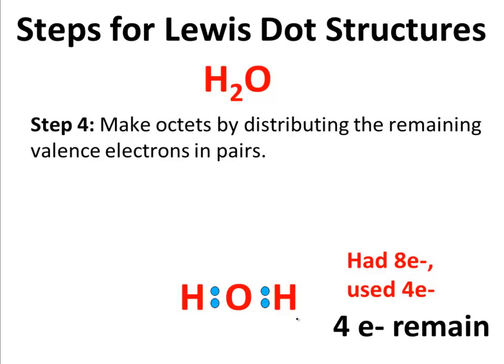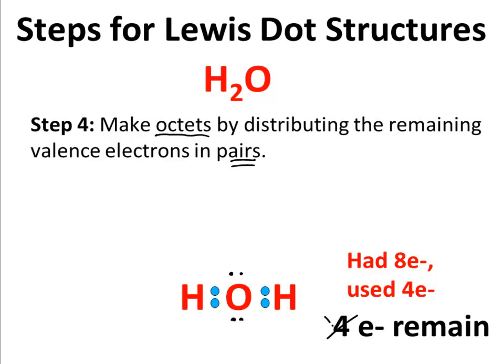So this is what I got now, dudes. I have my 2 electrons here, 2 electrons there. I had 8, used 4, I'm down to 4 left. Last thing, step 4, you're going to make octets. That's right. The whole goal here is to have 8 electrons in our outer shell. And we're going to make that by distributing the remaining 4 valence electrons. And we're going to do so in pairs. So I'm going to place 1, 2 right here. And 1, 2 right there.